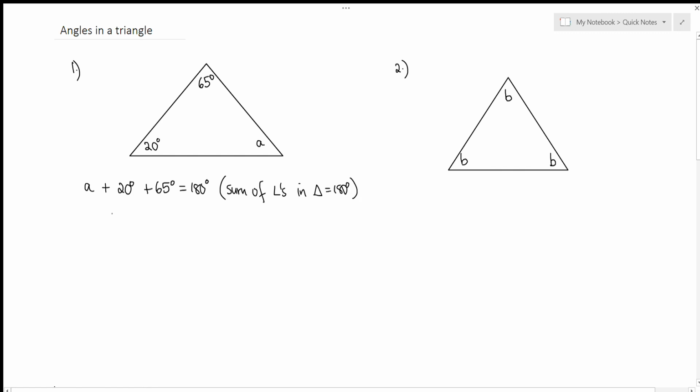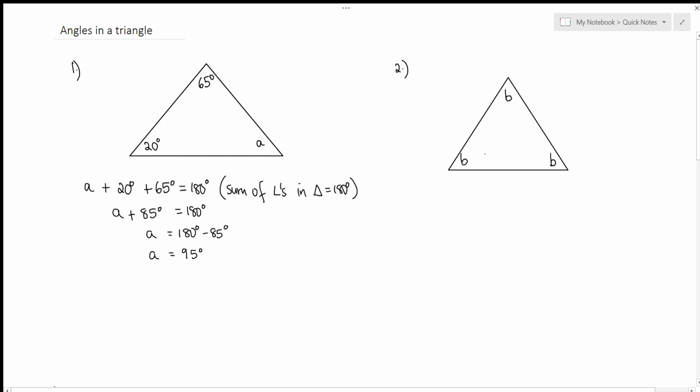So A plus 20 plus 65 will give me 85 degrees. So A plus 85 degrees is equal to 180 degrees. So we have A equal to 180 degrees, subtract 85 degrees, and A is equal to 95 degrees. If we add these three together, we should add up to 180 degrees.